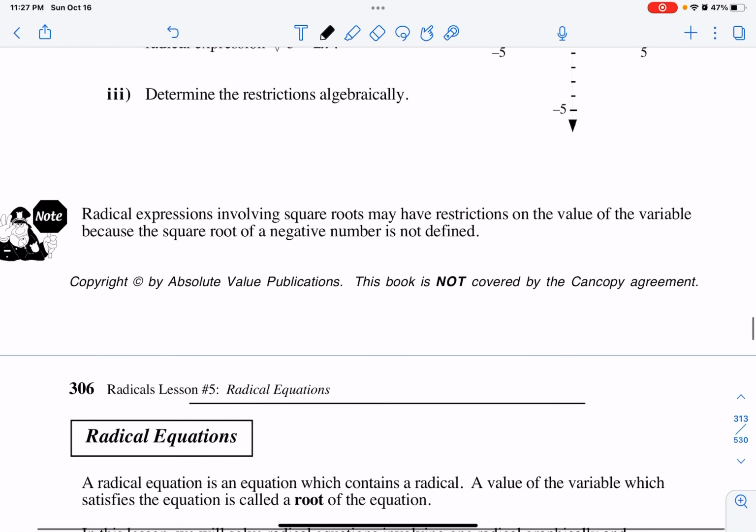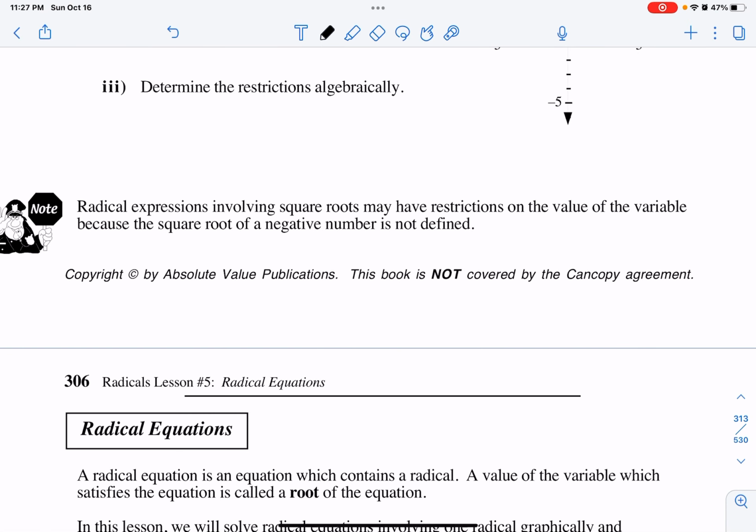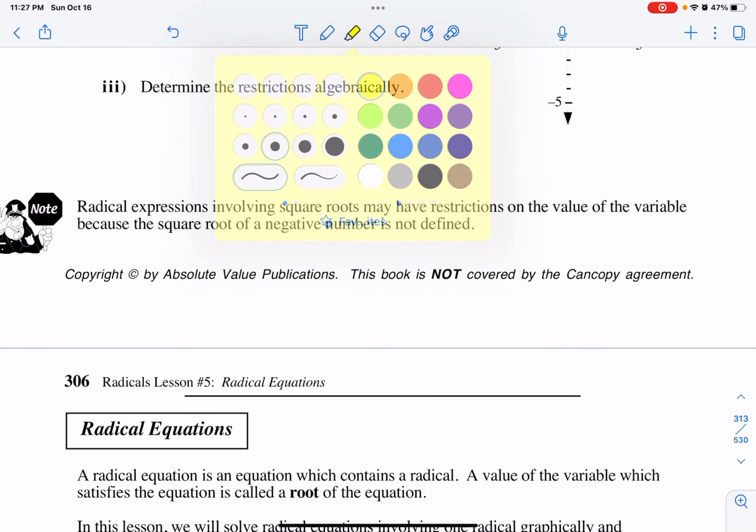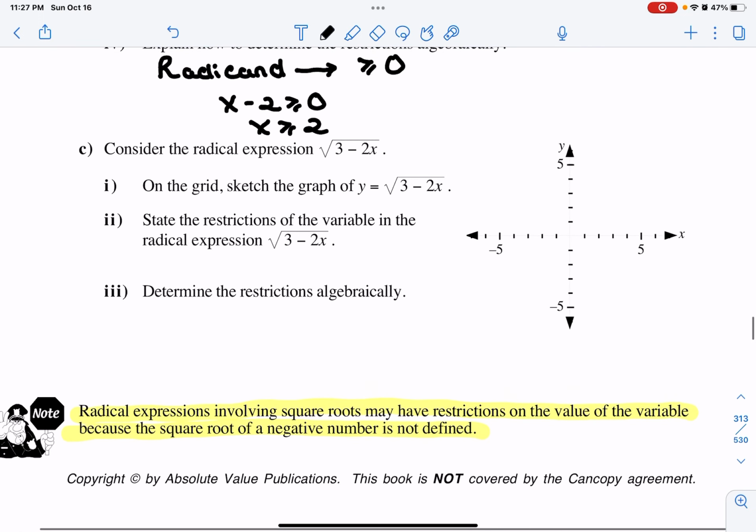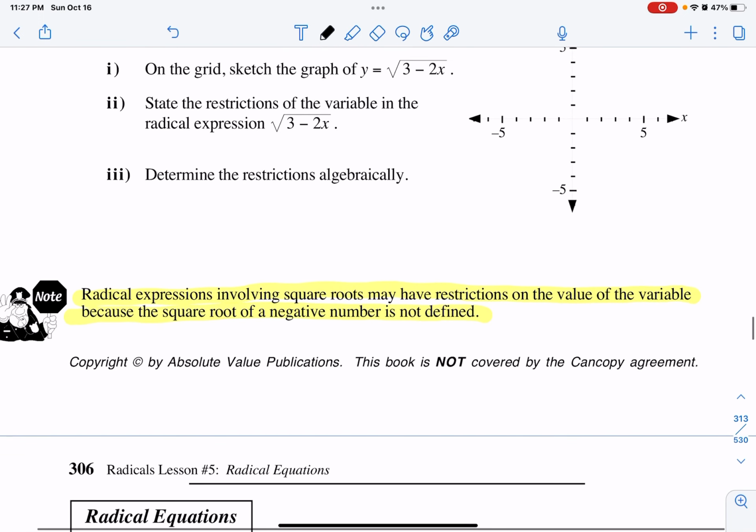Now, let's note this. Radical expressions involving square roots may have restrictions on the value of the variable because the square root of a negative number is not defined. Hence, why we have restrictions, because radical expressions cannot be a negative number because that is not defined. So that was the point above why we set them greater than or equal to 0. It cannot be a negative number because it's not defined.